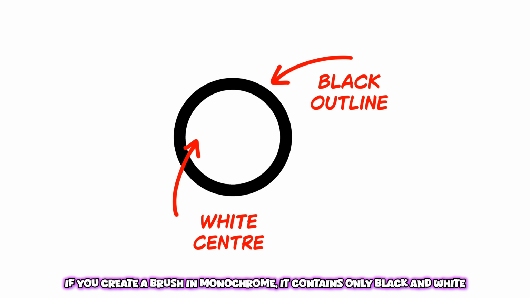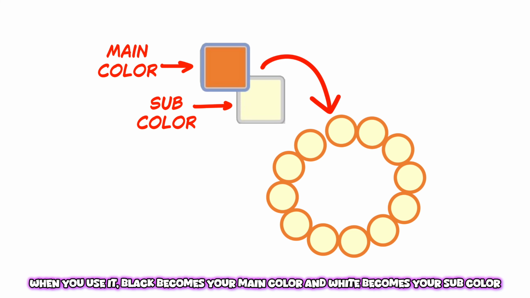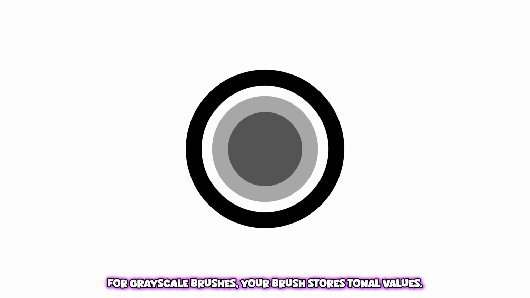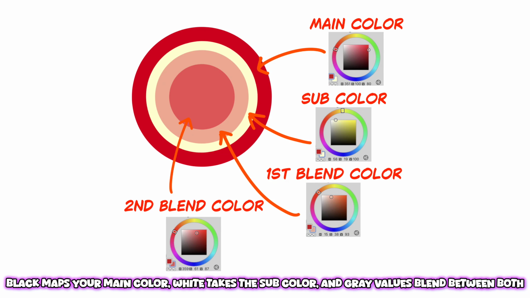If you create a brush in monochrome, it contains only black and white. When you use it, black becomes your main color and white becomes your subcolor. For grayscale brushes, your brush stores tonal values. Black maps your main color, white takes the subcolor, and gray values blend between both.